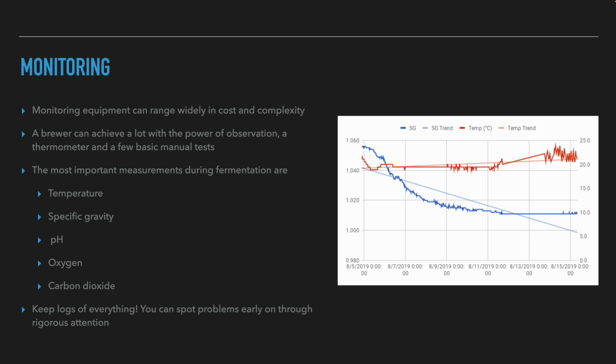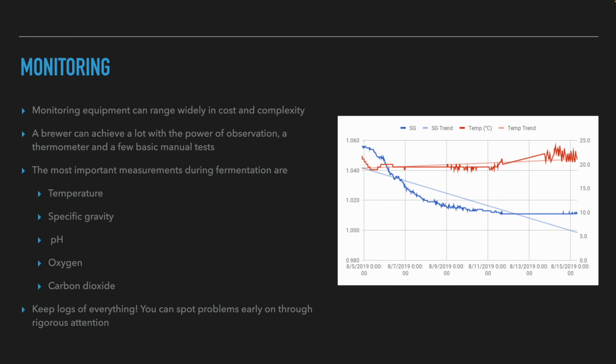The last thing we will talk about is monitoring the fermentation. Equipment for monitoring fermentation can range in a wide price range, and also in how complicated it is to operate. If it's a huge brewery that has its own lab and people in charge of doing tests, then everything is fine. But even a homebrewer who works alone can learn a lot by observing a thermometer and some manual tests. The most important things to measure and monitor are temperature, gravity at any given moment, pH, oxygen, and carbon dioxide.